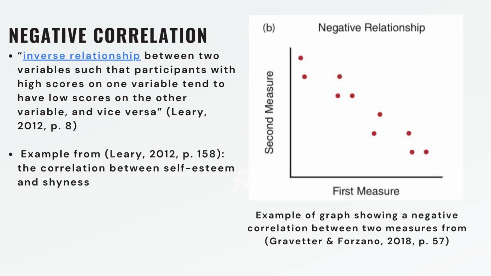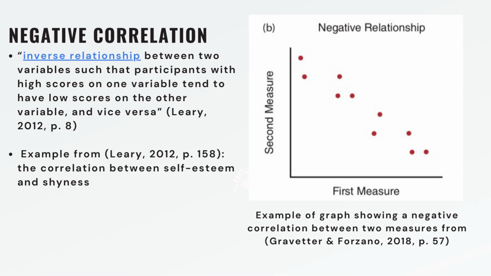On the other hand, Leary stated that a negative correlation is an inverse relationship between two variables such that participants with high scores on one variable tend to have low scores on the other variable, and vice versa. He explained that the correlation between self esteem and shyness is negative because people with higher self esteem tend to be less shy, whereas people with lower self esteem tend to be more shy.